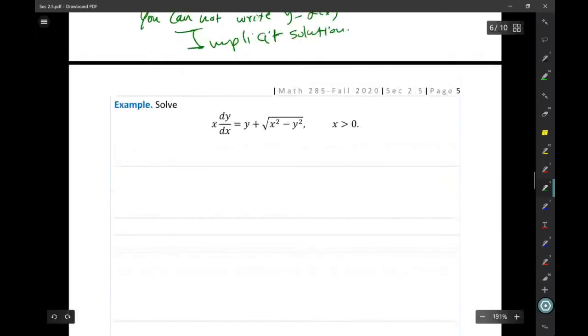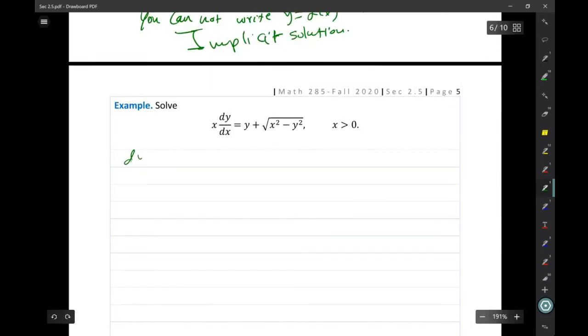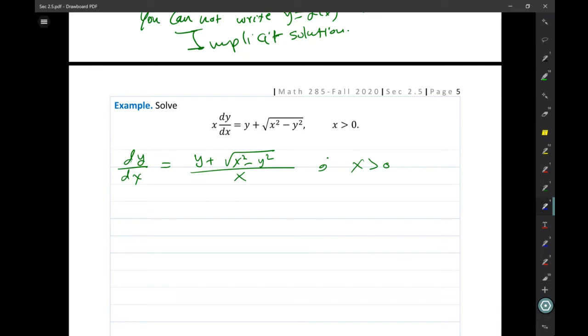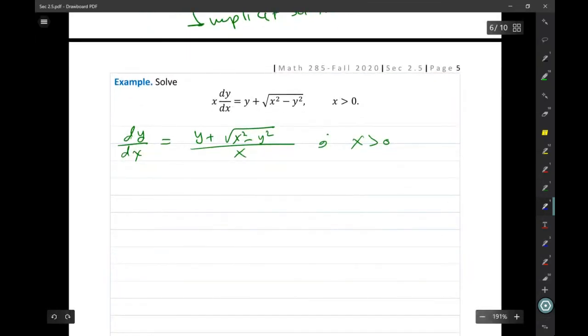Now let's see this equation, which is written as dy by dx is equal to y plus square root of x square minus y square, all of them divided by x, and here we have x is greater than 0. Now, is this one homogeneous or not homogeneous?